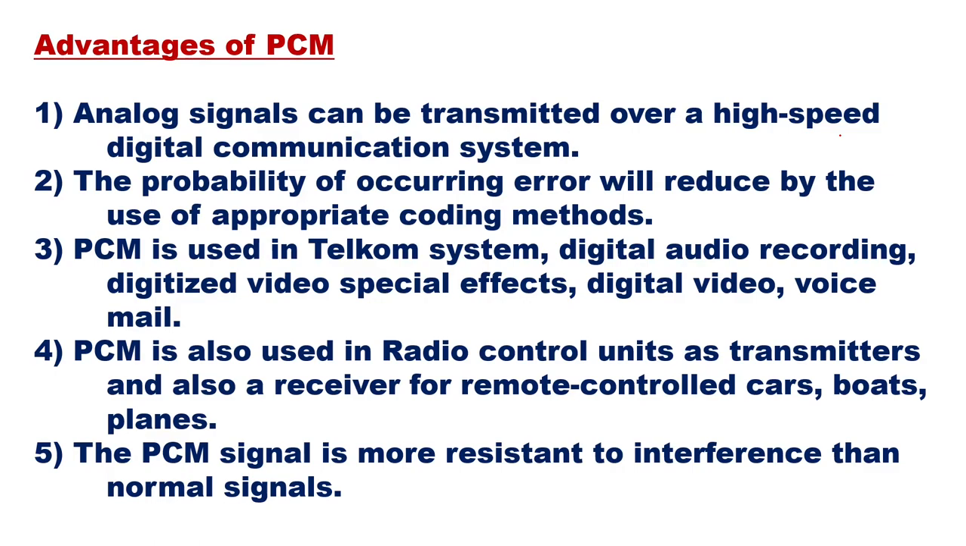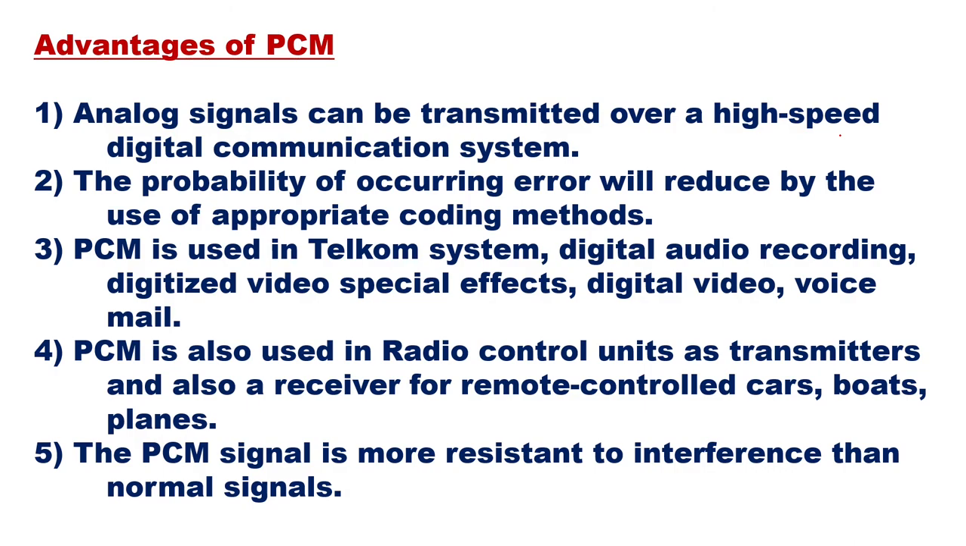Then what are the advantages of PCM? Analog signals can be transmitted over a high-speed digital communication system. The probability of error will reduce by the use of appropriate coding methods. PCM is used in telecom systems, digital audio recording, digitized video special effects, and digital video voicemail. PCM is also used in radio control units as transmitters and receivers for remote controlled cars, boats, planes. The PCM signal is more resistant to interference than normal signals. So these are some important advantages.